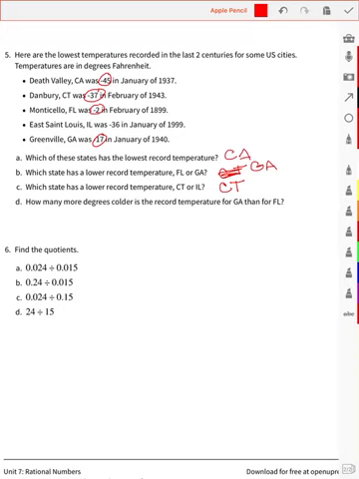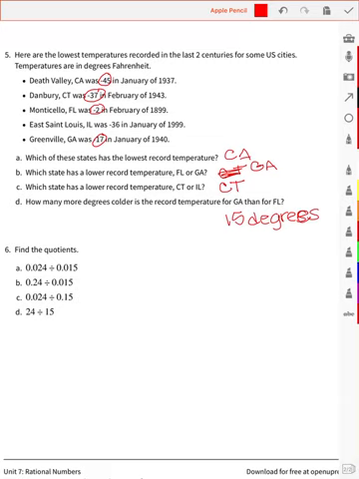And how many more degrees colder is the record temperature for Georgia than Florida? So Georgia is 17. And minus 2 is 15. So it's 15 degrees. The difference between negative 17 and negative 2 is 15. Even though it's a negative, the difference is a positive.